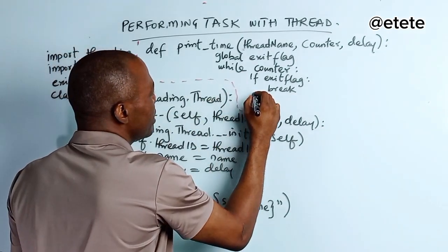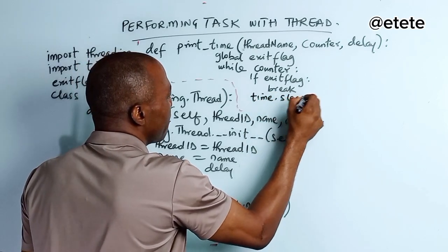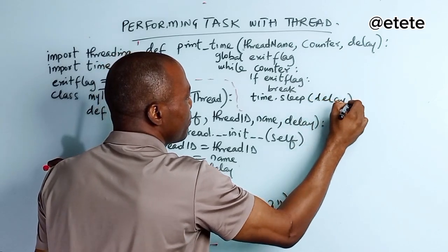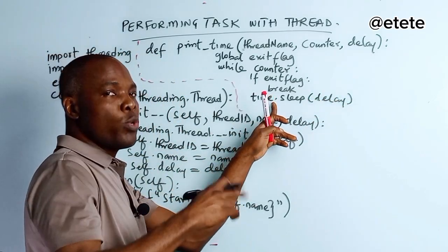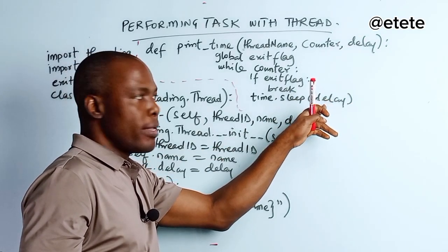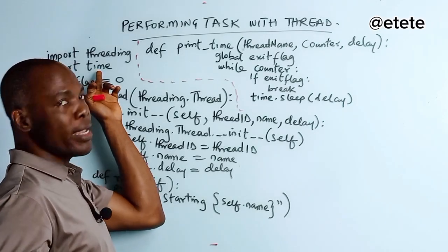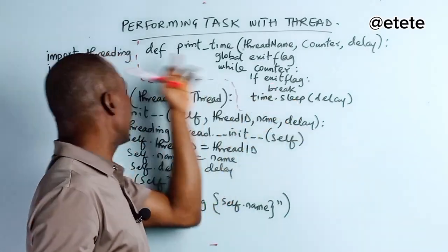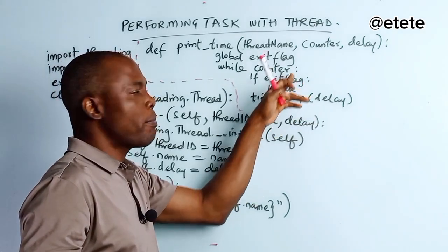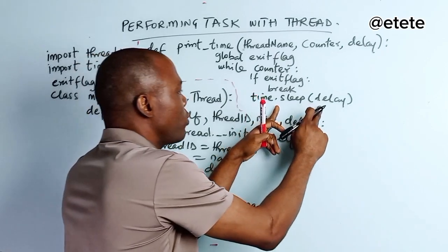So what will be the process? The first thing I will do here is say time.sleep, then I will supply delay to it. So this will sleep for the number of seconds that I'm going to supply. That is why I imported the time module. This sleep method is inside the time module, so I'm calling it to enable my program to sleep for a particular period of time before the next iteration.